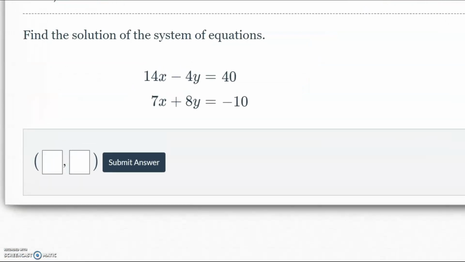When you do multiply an equation by a number, you have to do every term. 2 times 14 is 28x. 2 times negative 4y is negative 8y. 2 times 40 is 80. Notice I multiplied everything by 2. The bottom equation I'm not changing. I'm leaving it the same.